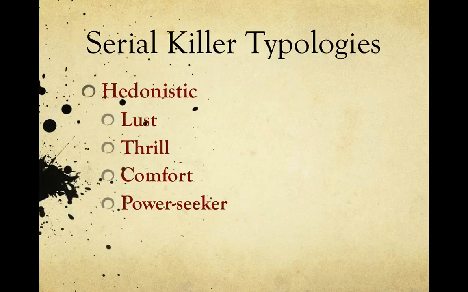The next typology is the hedonistic serial killer, who simply gains pleasure from the pure act of killing someone. The victims merely serve as enjoyment and a way for the killer to fulfill their needs. This category can be further broken down into lust, thrill, comfort, or power seekers.